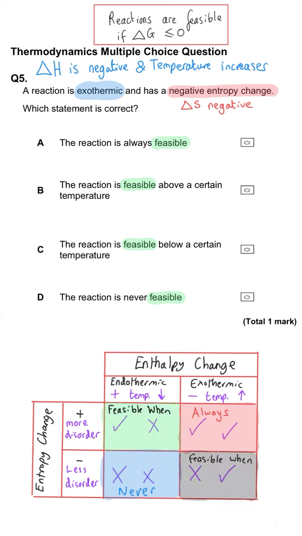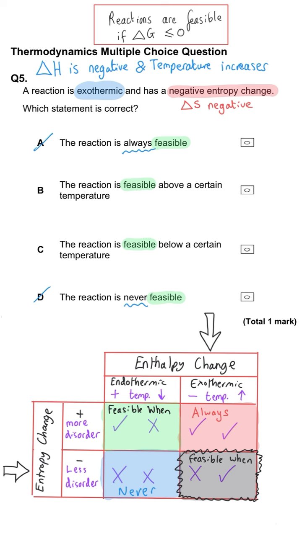And this question tells us that we've got an exothermic reaction and a negative entropy change. So we're dealing with this bottom box, so it's a complicated situation, but we can at least rule out A and D because they declare that it will always or never be feasible, and that's these two boxes, which is not the situation we are in.